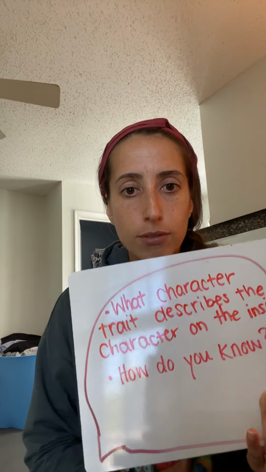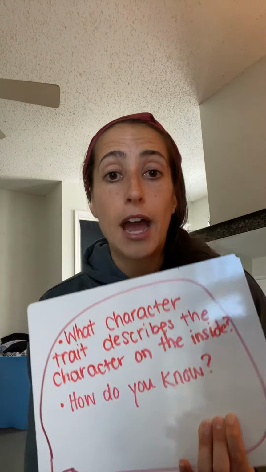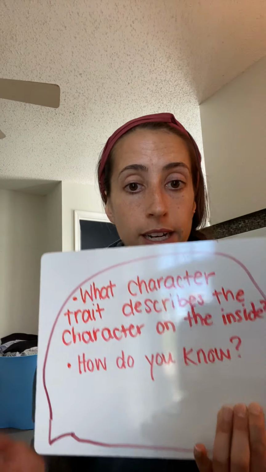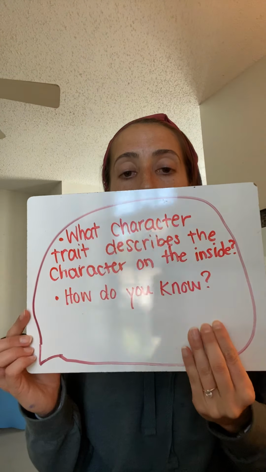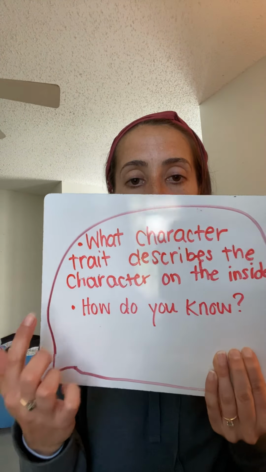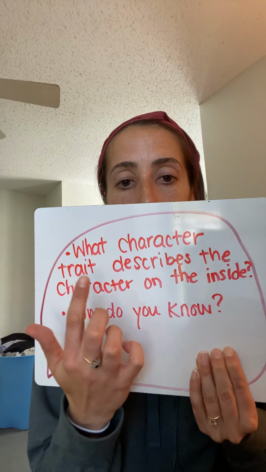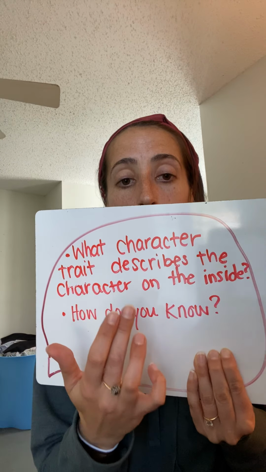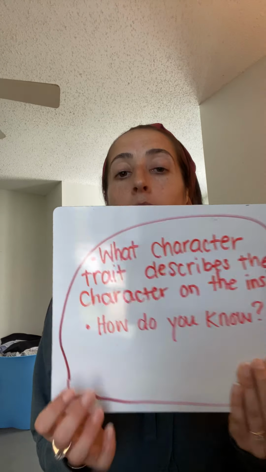I just want to remind you of your talk card. You might have these printed out from your packet if you still have those. My printer is not working right now, so it kind of looks like a little speech bubble, and it has what character traits describe the characters on the inside, and how do you know? Okay, we're always justifying our answers, always giving proof, the evidence, as the chart says.